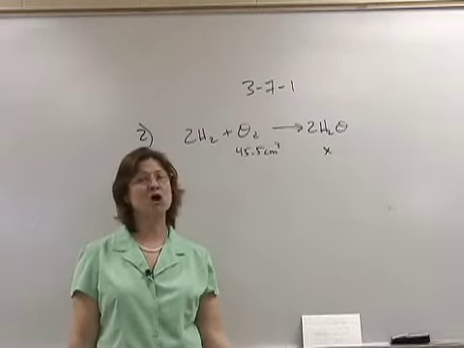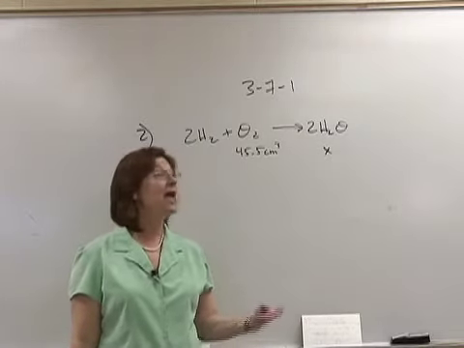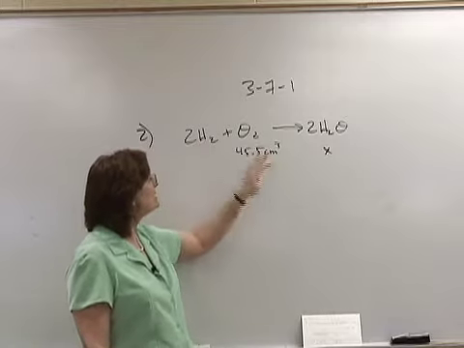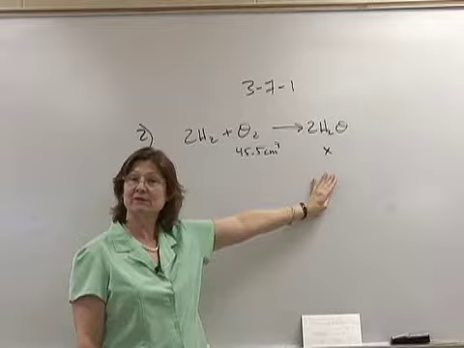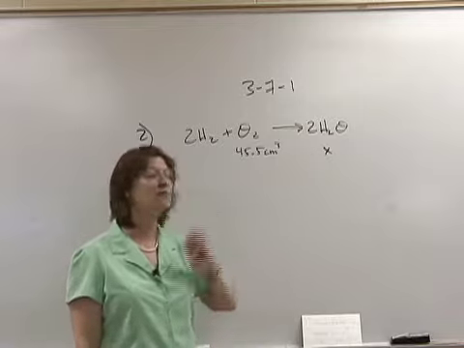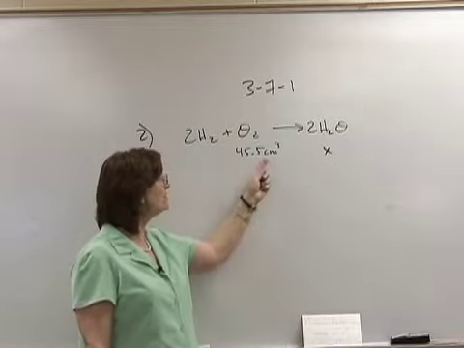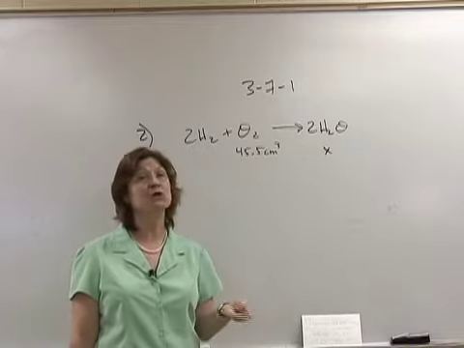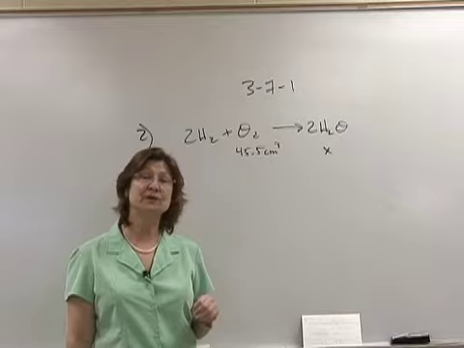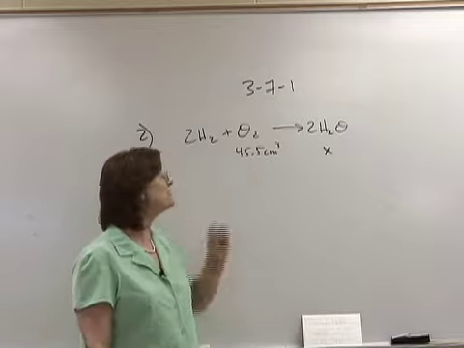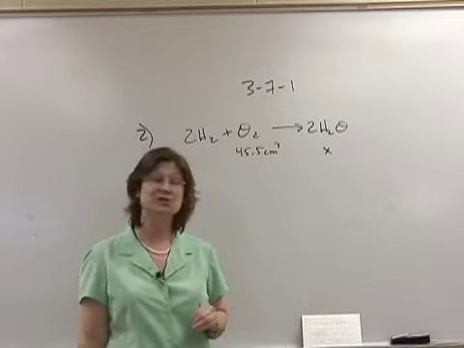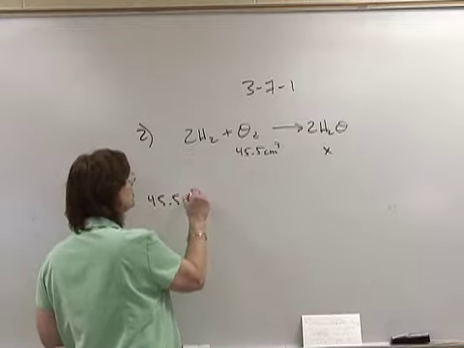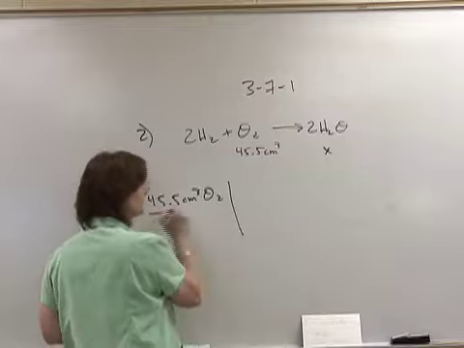Number 2 is a volume problem. First I must have the balanced equation. Then I write down what I am given and what I am looking for so that it keeps me going in the right direction. Now notice that this volume here is in centimeters cubed, and my standard molar volume is in either decimeters cubed or liters. Therefore I must change this number to decimeters cubed before I can change it to moles. There are 45.5 centimeters cubed of oxygen that I am beginning with.